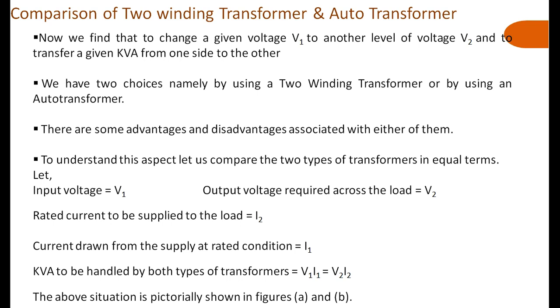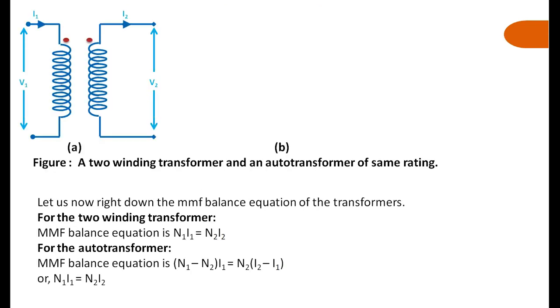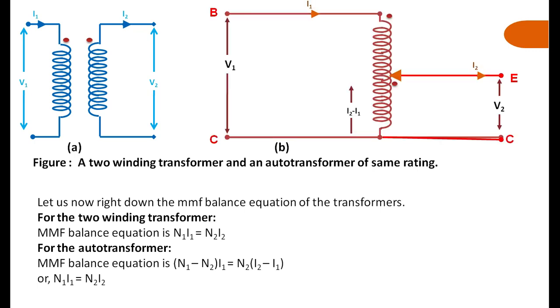It is rightly pointed out that the kVA rating of the primary as well as the secondary remains the same. That is, the rating of the transformer is in terms of kVA. The kVA is nothing but the product of the primary voltage and the primary current, which should be equal to the secondary voltage multiplied by the secondary current. And if we are comparing the two transformers, one is the two winding transformer and the other one is the auto transformer. What is the MMF balance equation for the two winding transformer and the auto transformer?